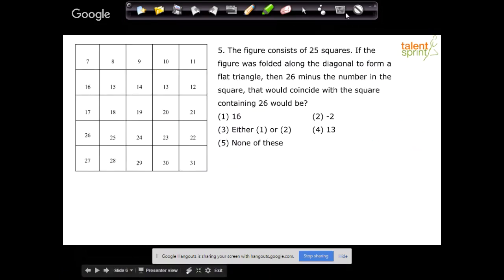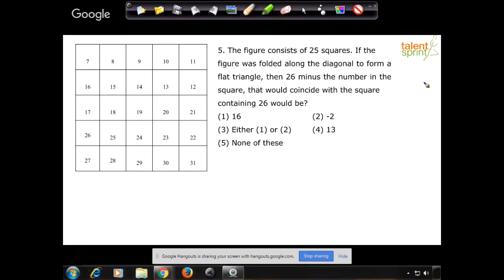Okay, this is our next question of the day. Now, I personally found this very interesting and therefore I decided to put this in. The figure that you can all see on your screen consists of 25 squares. It's a square with columns and rows 5 by 5, therefore 25 squares. If the figure was folded along the diagonal to form a square, then 26 minus the number in the square which would coincide with the square containing 26, would be.